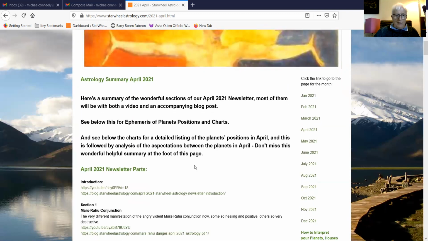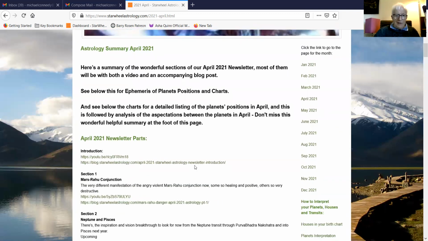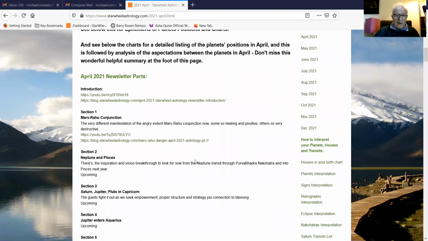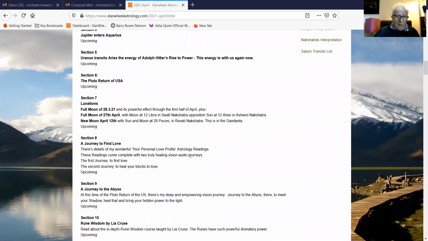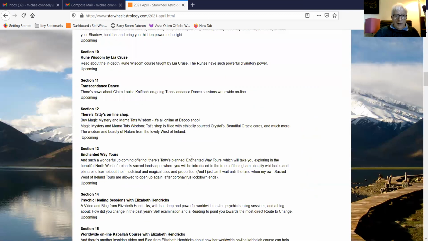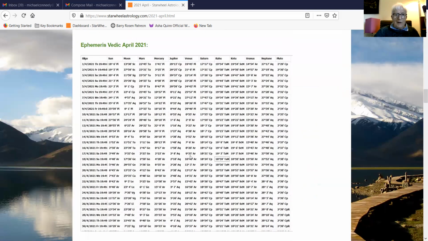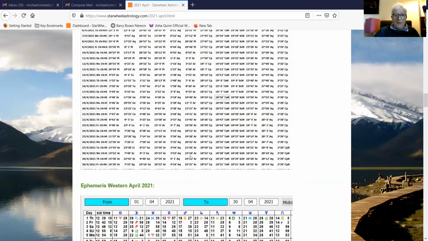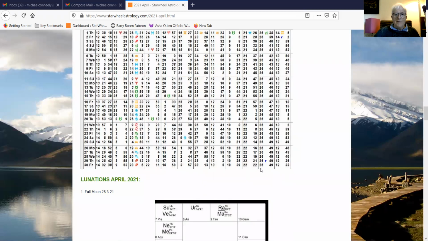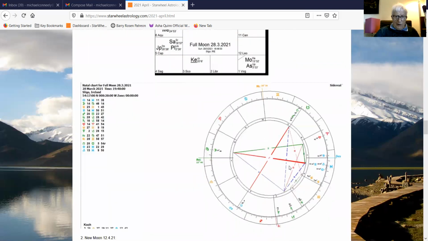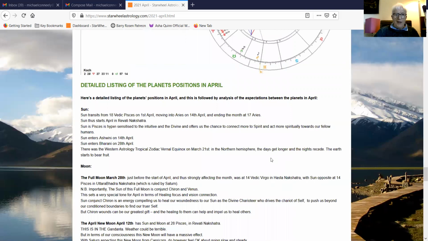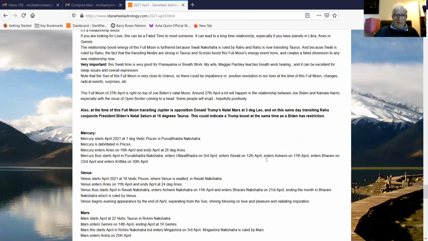So don't miss out on having a look at the wonderful summary at the foot of the page. We're scrolling down the page now, and there is the list of the newsletter parts. Two have been published so far, and the others are all listed as upcoming, and I'll be publishing them progressively over the start of the month. There's the ephemeris in Vedic astrology, the ephemeris in Western astrology, and here we come to the lunations. I'll just dip further down the page so you can see what's there, and there is a very detailed listing of the planet positions.